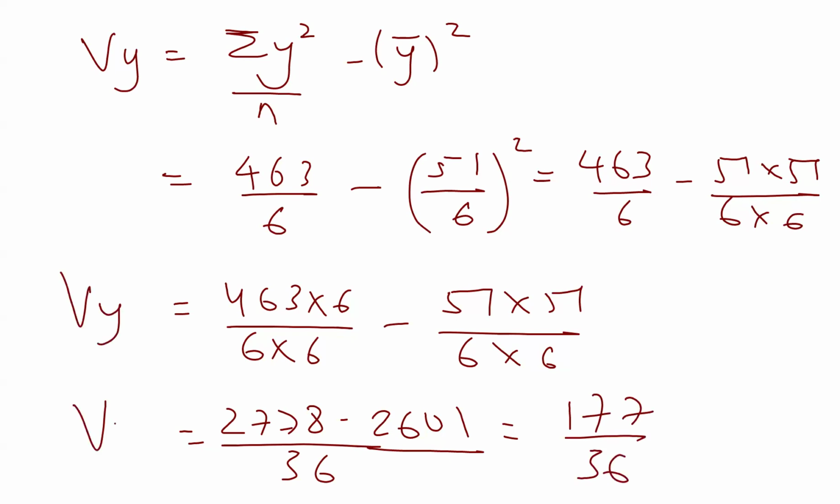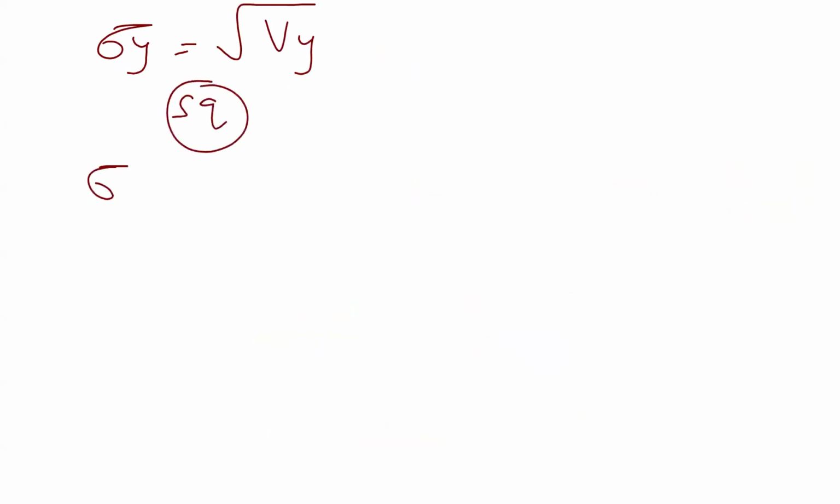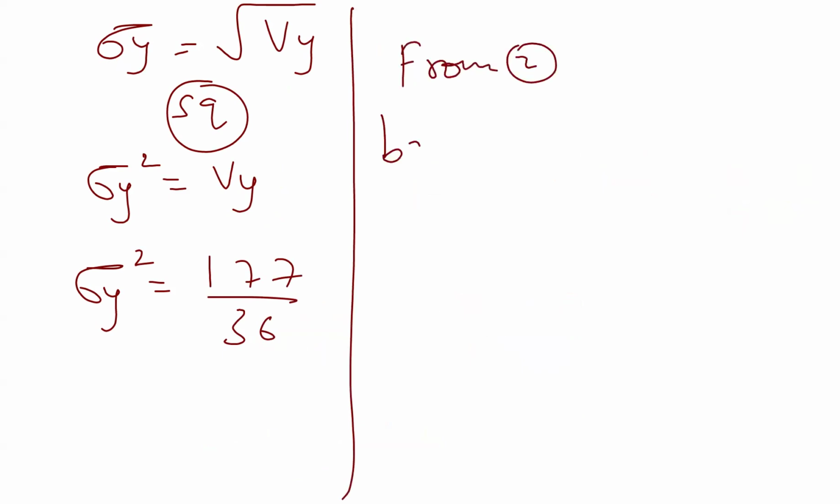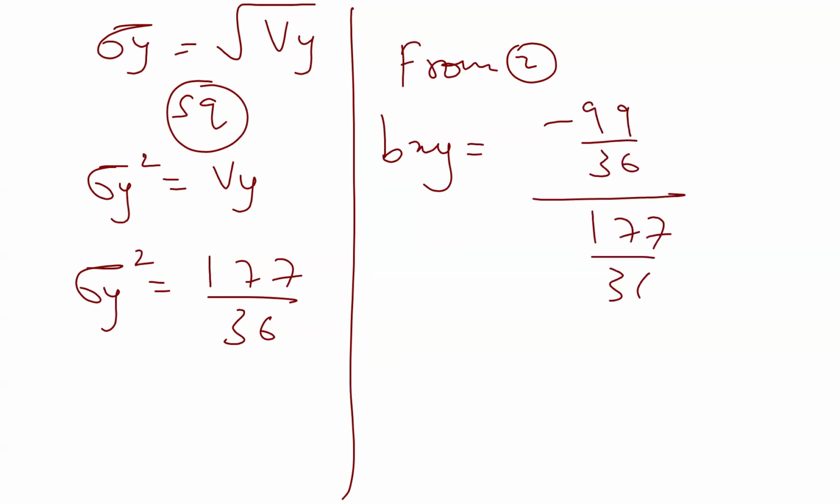Now standard deviation of y is the square root of variance of y. Squaring both the sides, standard deviation of y square is equal to variance of y, and we have this value of variance of y, that is 177 upon 36. Okay, so now from 2, bxy covariance is minus 99 upon 36 upon 177 upon 36. So 36 and 36 get cancelled: minus 99 upon 177.